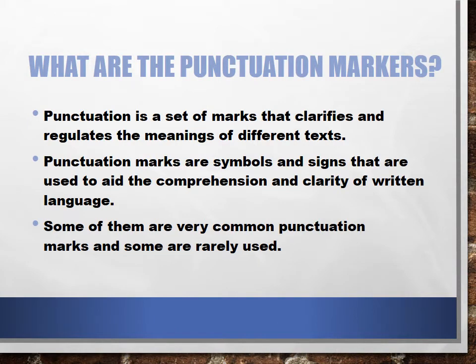Let's first focus on the definition of the punctuation markers, or what are the punctuation markers. Punctuation is a set of marks that clarifies and regulates the meanings of different texts. Punctuation marks are symbols and signs that are used to aid the comprehension and clarity of written language. Some of these markers are very common punctuation marks, and some are rarely used.